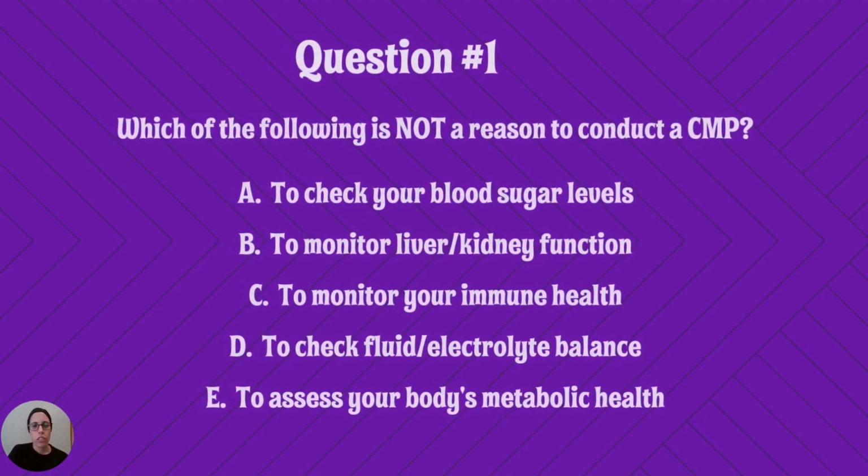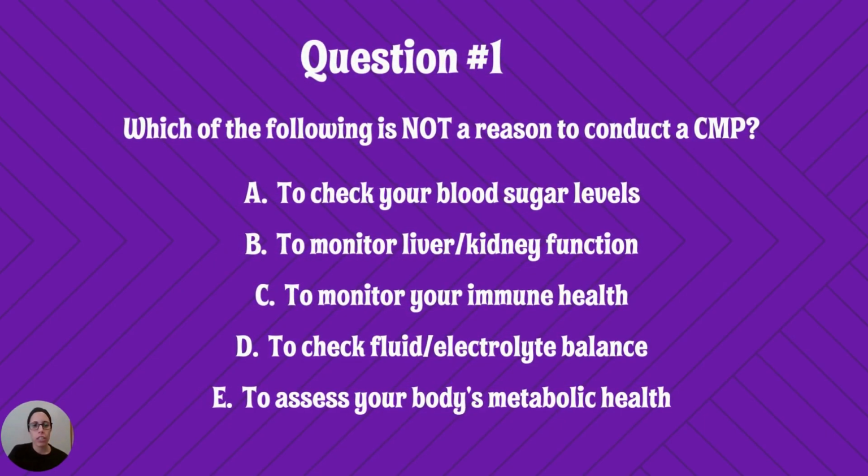So the first question as part of our knowledge breaks here is which of the following is not a reason to conduct a CMP or a comprehensive metabolic panel? Is it A, to check your blood sugar levels, B, to monitor your liver and kidney function, C, to monitor your immune health, D, to check fluid and electrolyte balance, or E, to assess your body's metabolic health?